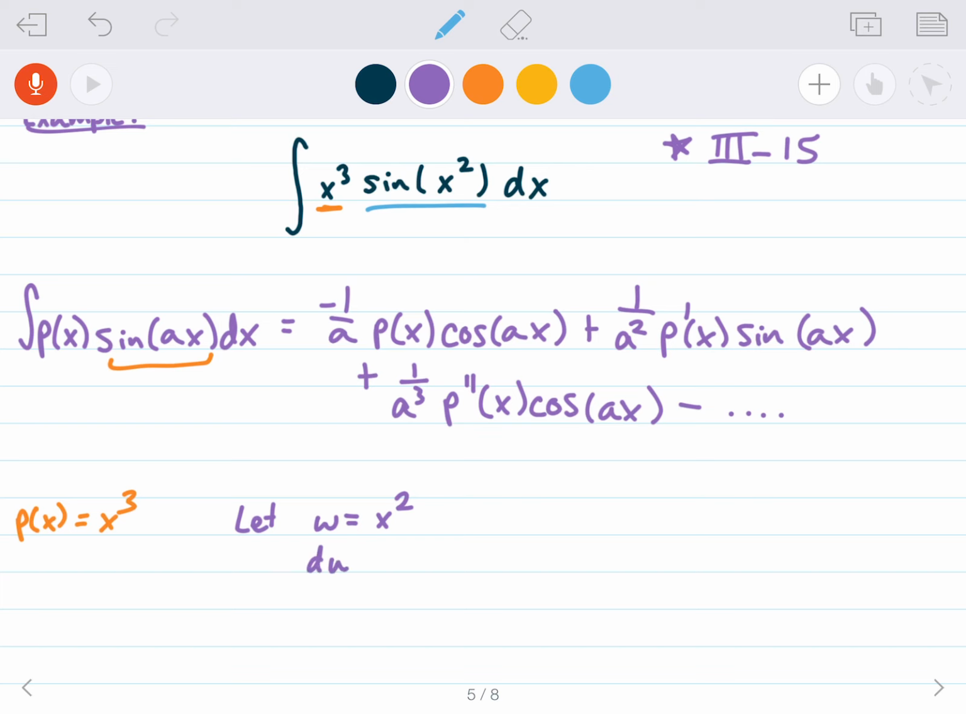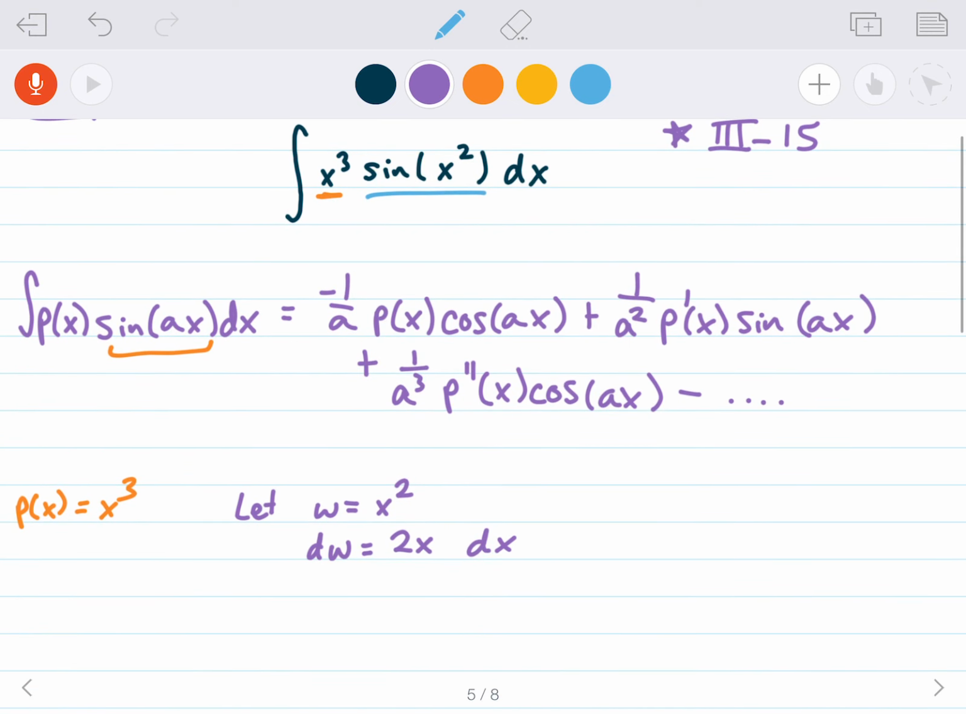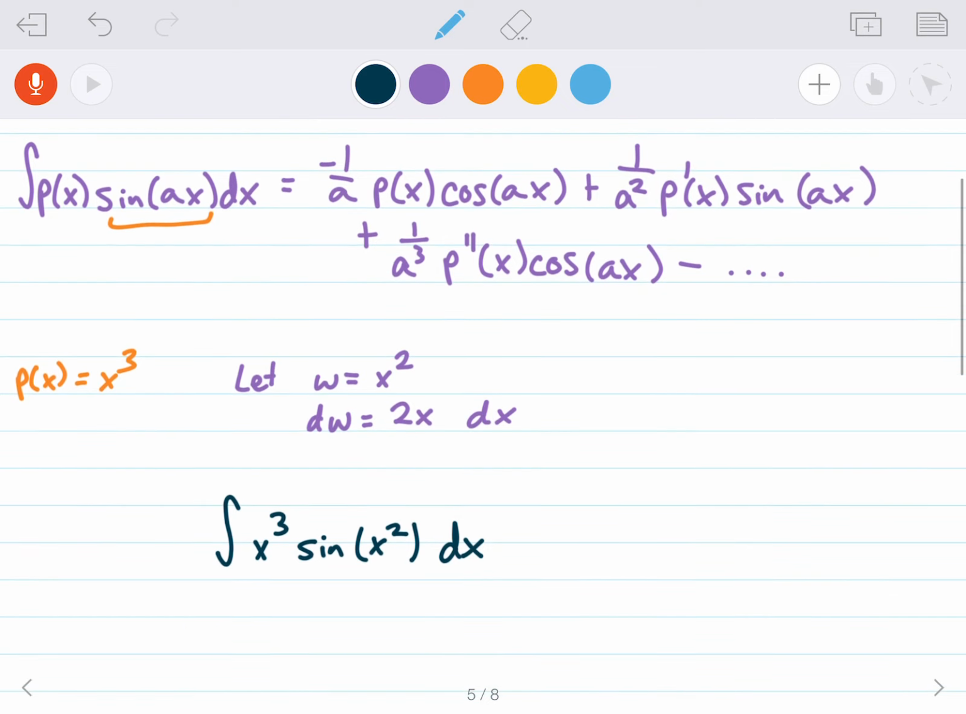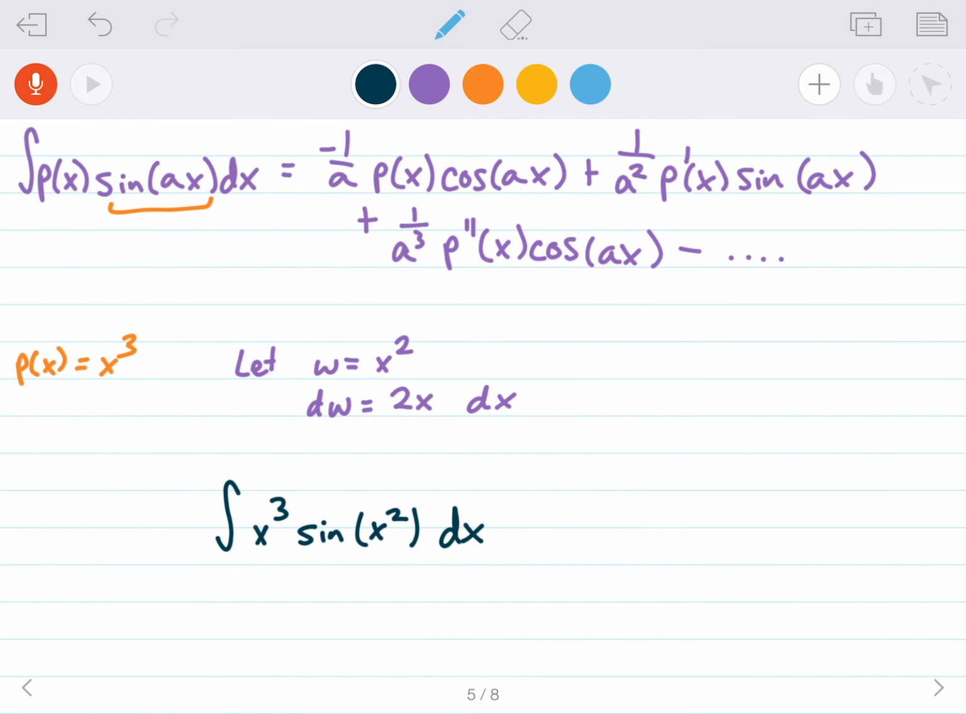Then dw is equal to 2x dx. And now we can go ahead and substitute that stuff in. So our original function, we have x to the third sine of x squared dx. And when I make my substitutions, well, dx is equal to dw over 2x. So this is my info that I'm subbing in.